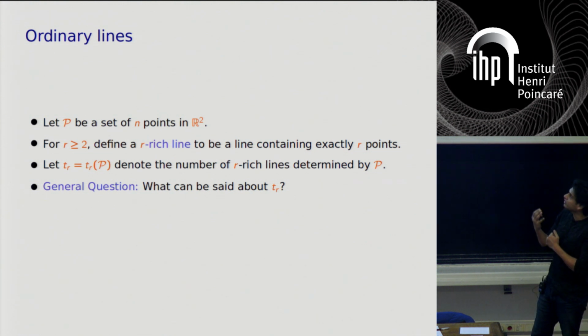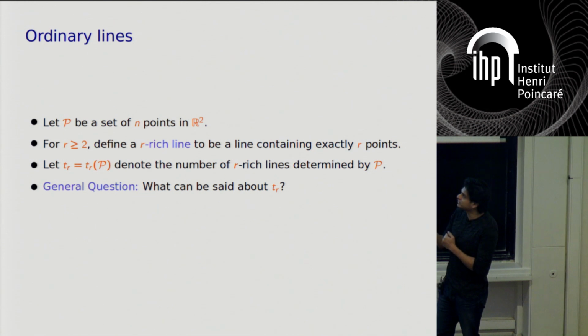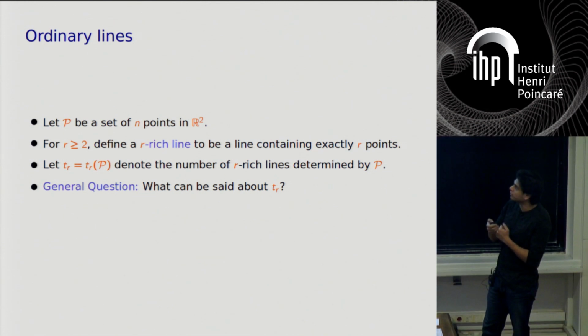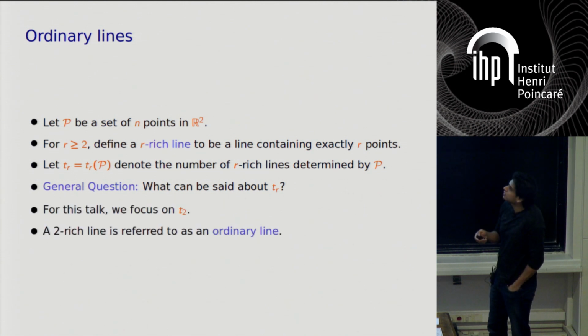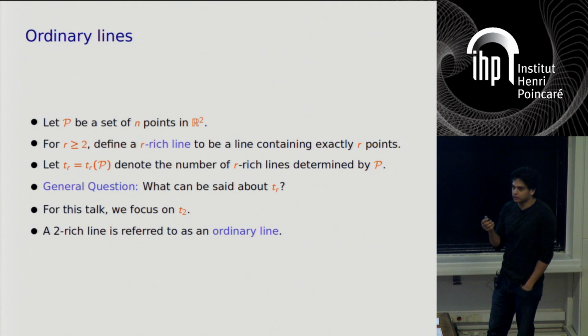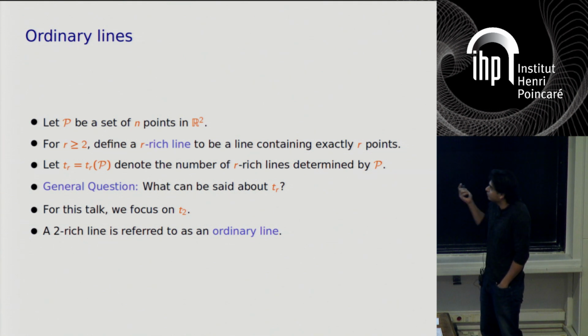So this is a somewhat different setting of incidences than we've seen so far. So I'll take things slow. But both of them are very related to each other. So for this talk, I'll be focusing on T2. And we say a line that has exactly 2 points is an ordinary line. So we'll be talking about the number of ordinary lines.